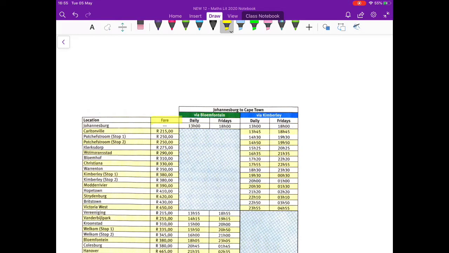So over here you have the fares, and that means from Johannesburg to Bloemhof it will be 310 Rand. So the fare is from Johannesburg to where the next departure, that is the departure of the next bus. So you will get off there if you're going to Victoria West. And obviously you can only do it via Kimberley, and you will be expected to arrive at 23:55. So you will get off just before that time because the next departure time is 23:55.